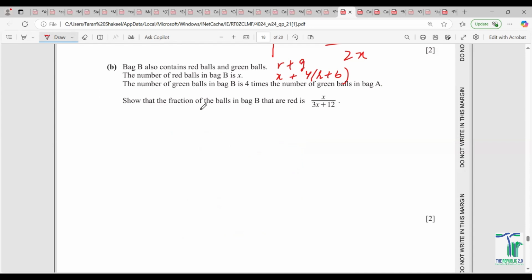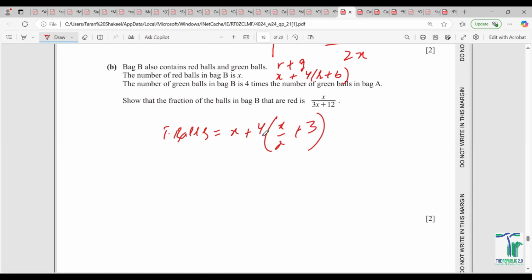So first of all, we just need to calculate the total number of balls. You've got the red balls as x, and the number of green balls is going to be 4 times... total balls in bag A was x, x over 2 plus 3. That was the number of balls in bag A.